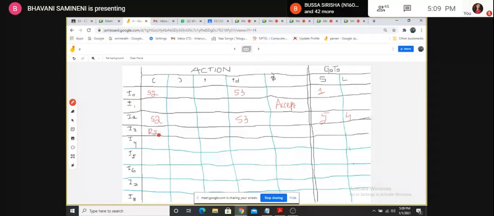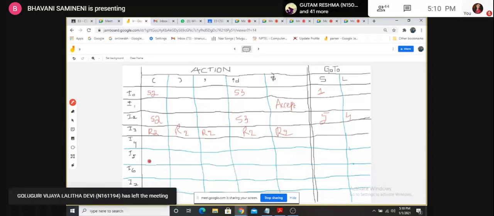Where I have to place this R2 action, you have to place it corresponding to all the terminals specified in the action part with respect to the state itself. Meaning with respect to I3, all the terminals you have specified in the action part, you have to place the action R2. R2, you have to place R2. Okay.